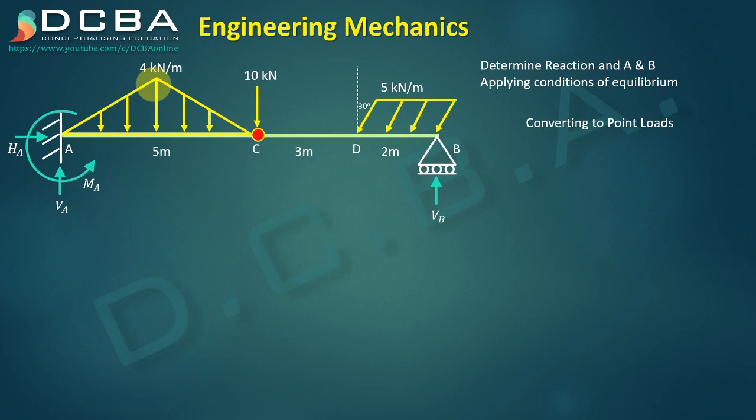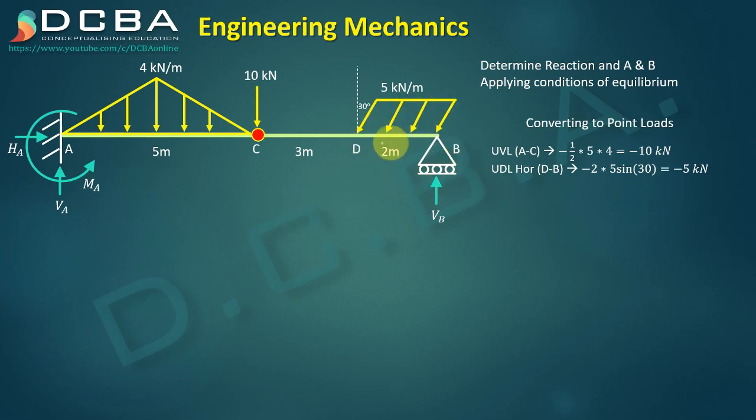So if I convert this UVL from A to C, it will be minus half into base, which is 5, into height, which is 4, so it's minus 10, and negative because it is acting downwards. Then we have this UDL, which we now have to convert into its 2 components.